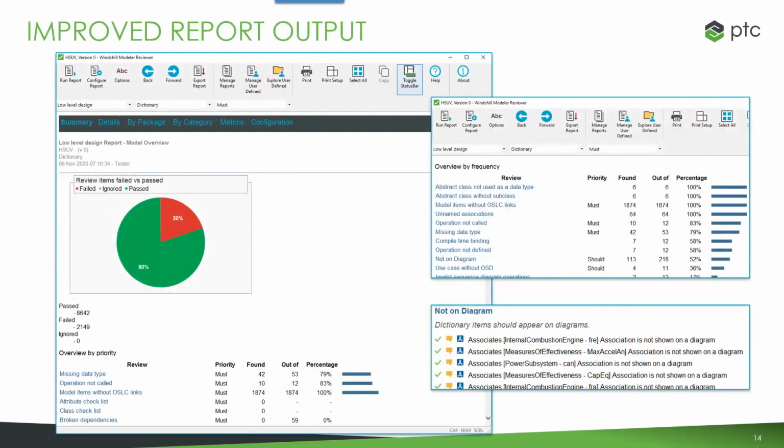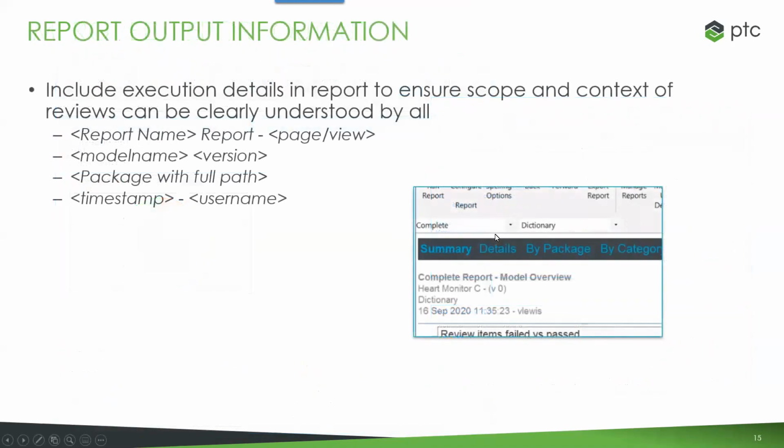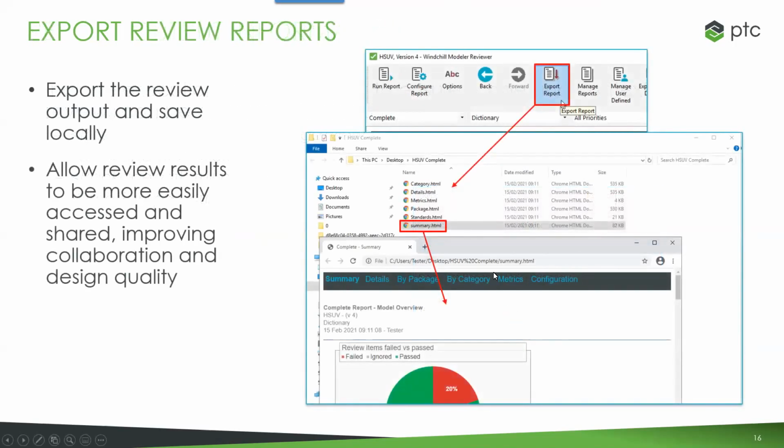The report output itself has had some nice visual enhancements. So we're now using PTC colors. We've got some new icons. The text is a little bigger, easier to read. We're using PTC type as well, PTC fonts. At the top of the reports, as you can see, we're providing summary information, what the model is, what the review that was run, if it was a package, and then who run the review and when. It's all really useful information there.